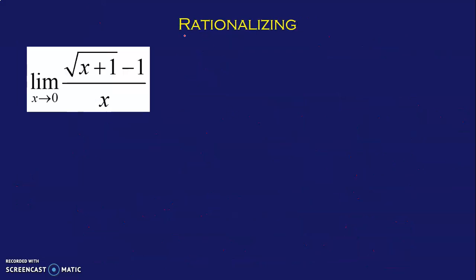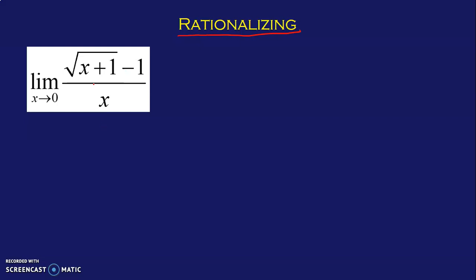Another technique we're going to cover in this video is rationalizing. It touches on a topic that Mr. Jansen's covered in one of his other videos. So if I plugged in 0 right off the bat, 0 plus 1 would be 1. Square root of 1 is 1. 1 minus 1 is 0. And then I've got 0 on the bottom. 0 over 0. Can't work with that.